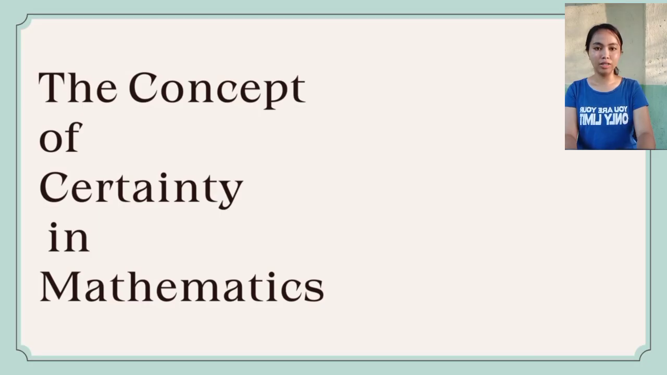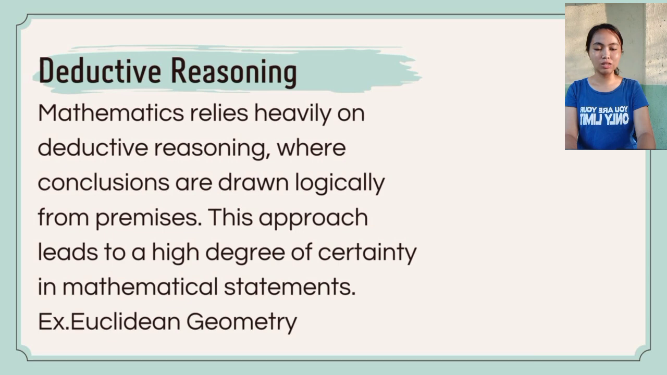Logical certainty. Mathematics relies on deductive reasoning, where conclusions follow logically from premises. This leads to a high level of certainty. For example, in Euclidean geometry, if the axioms hold, the conclusions drawn are certain. The acceptance of basic axioms leads to the certainty of all derived theorems within that system, illustrating the power of axiomatic foundations.